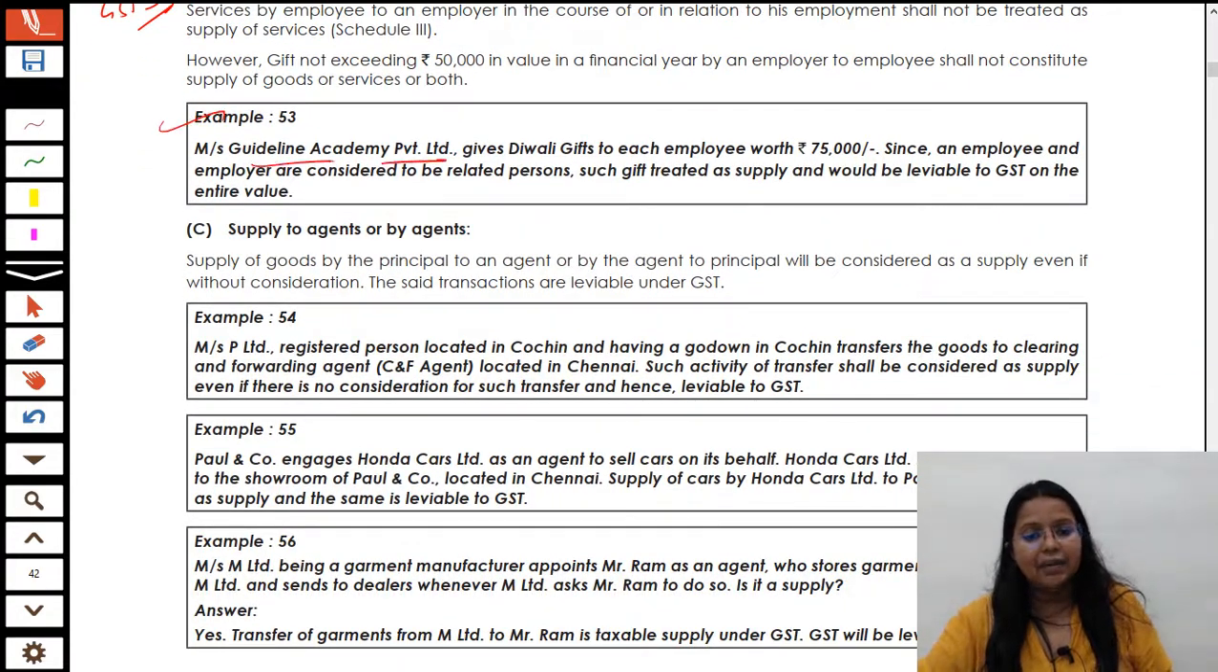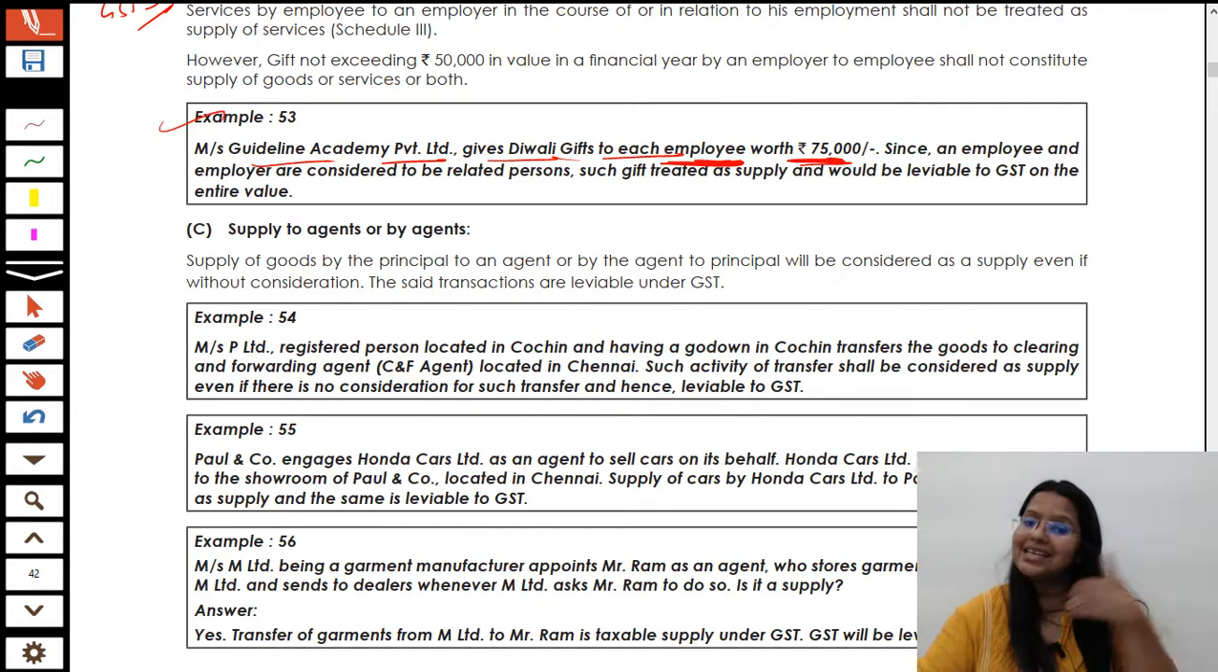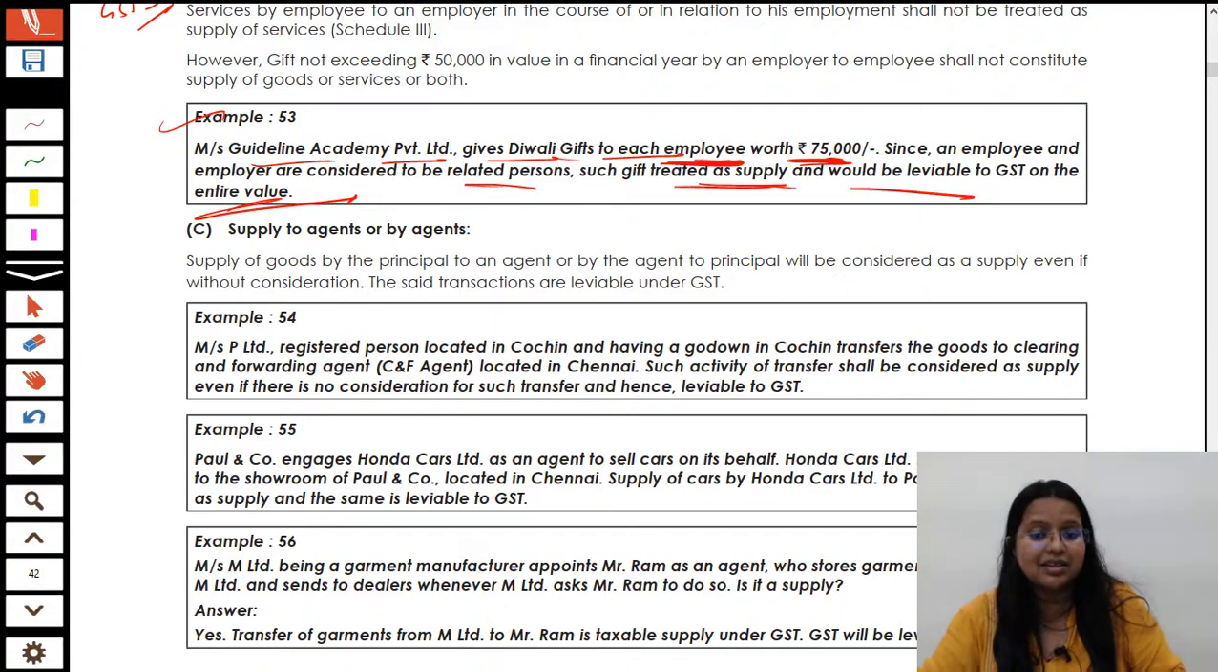Mrs. Guideline Academy Private Limited gives Diwali gifts to each employee worth rupees 75,000. It means for each employee the amount is exceeding rupees 50,000. So students, it will be considered as supply and it will be leviable to GST on the entire value. Okay, yes, because they are related persons and this gift is outside the course of employment.